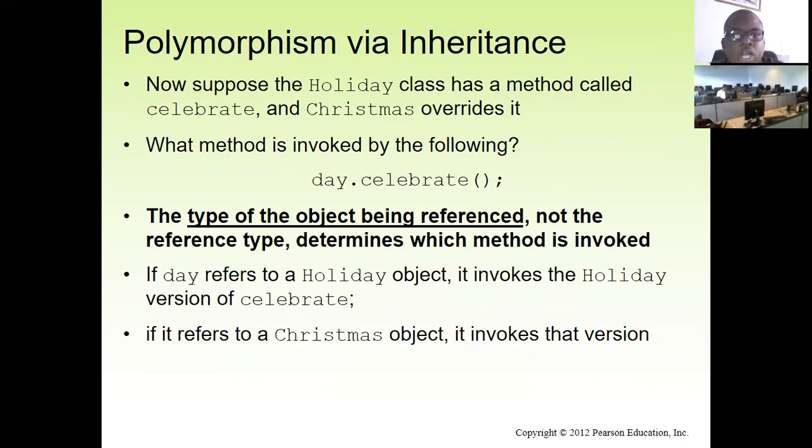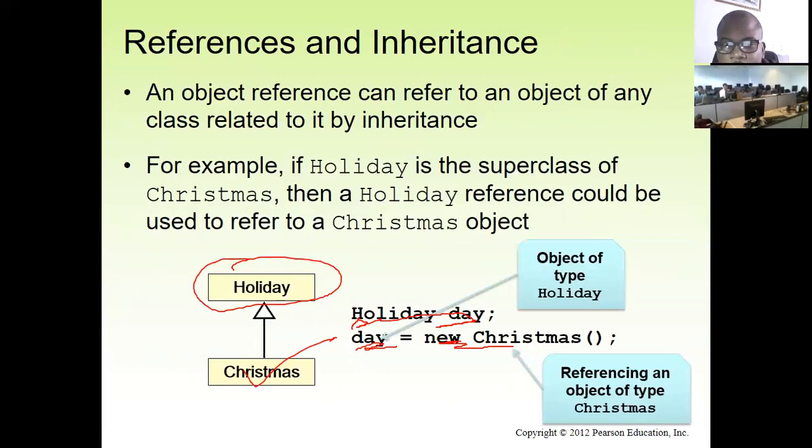Right? Now suppose holiday class has a method called celebrate and Christmas overrides it. So let's say, just like pays in our previous example, we have a method called celebrate inside of the holiday class. Remember Christmas actually inherits from holiday, so it inherits that method. What is invoked by the following? Day.celebrate. What is invoked depends on the object type that is being pointed to. And what object type is day pointing to? You can answer. Holiday. No, Christmas. It's pointing to an object of type Christmas.